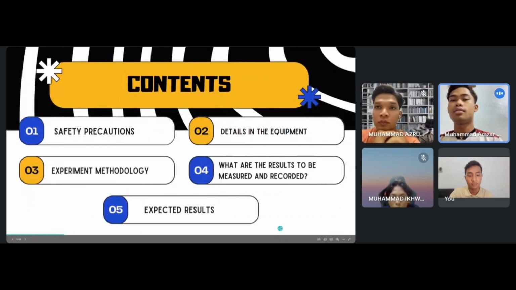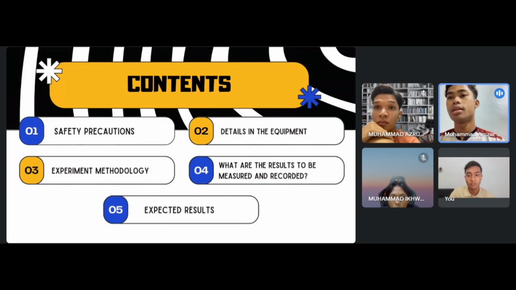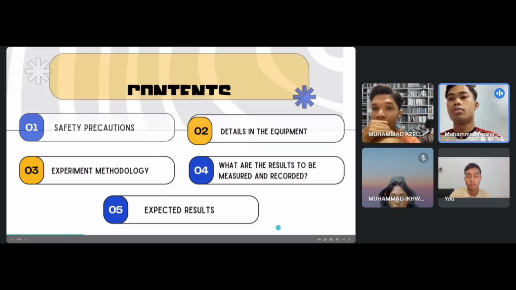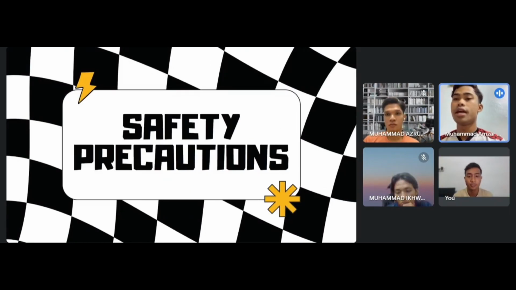So before we start, these are the contents that we have in this experiment, which are safety precaution. Second is details in the equipment. The third one is experiment methodology. The next is what are the results to be measured and recorded. And the last one is expected results. So before we proceed, I would like to explain first about the safety precautions.